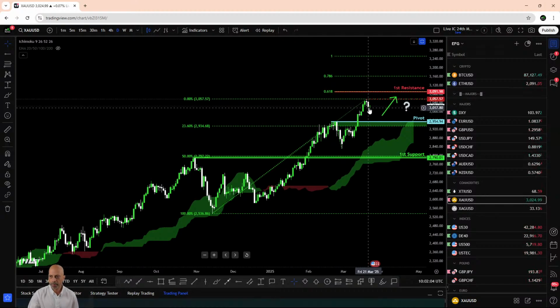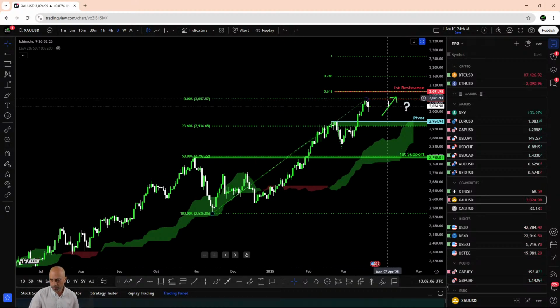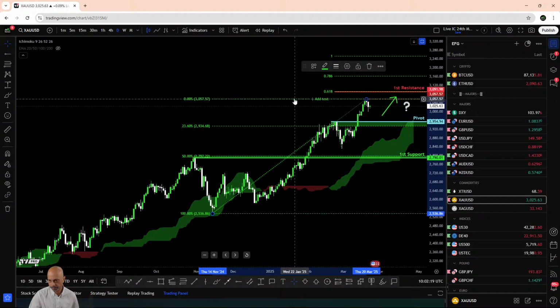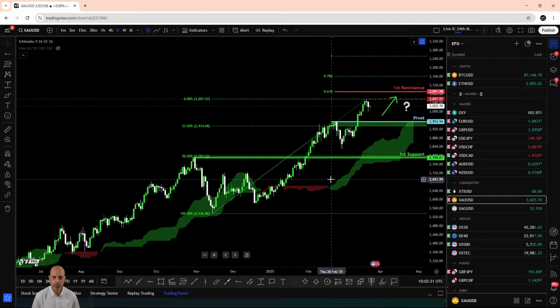So should we see gold prices rebound off the pivot and climb higher, we can target the 61.8% Fibonacci projection as the first take profit target. And of course, should it continue to climb higher, we can then aim for the 78.6% projection. Right, so these are the key levels here for spot gold.